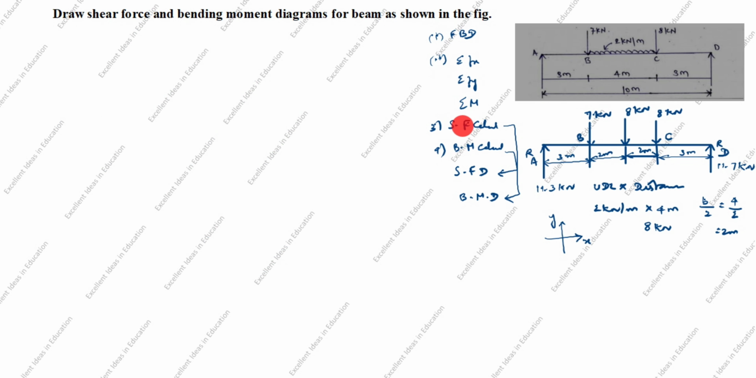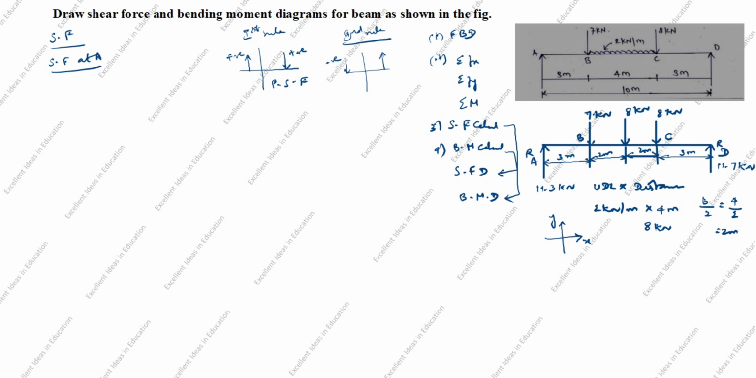Next, we will see the shear force calculation. In shear force calculation, we will use two rules. First rule is positive shear force: on the left side, the arrow goes up is positive; on the right side, the arrow comes down is positive. This is positive shear force. Second rule is negative shear force: arrow comes down is negative, arrow goes up is negative. This is negative shear force.